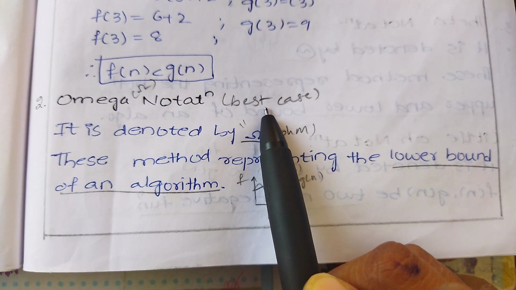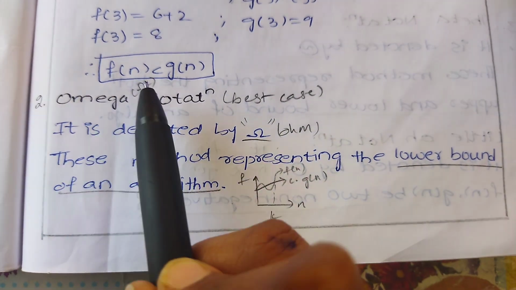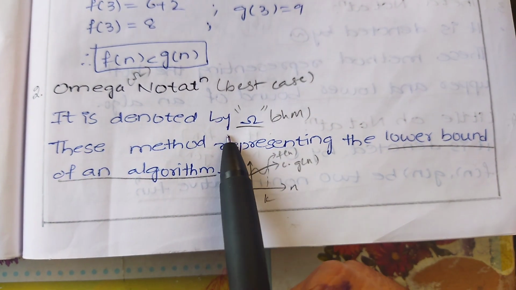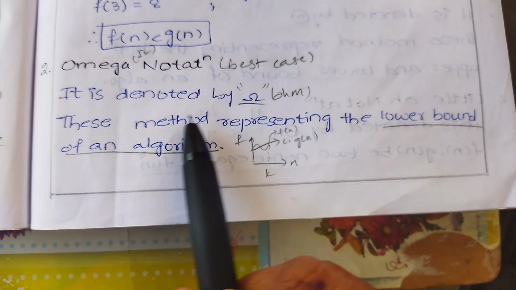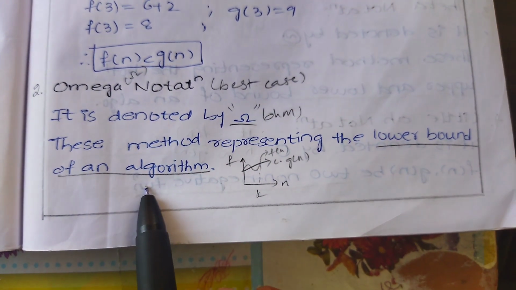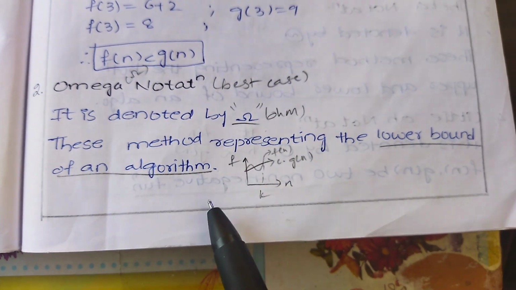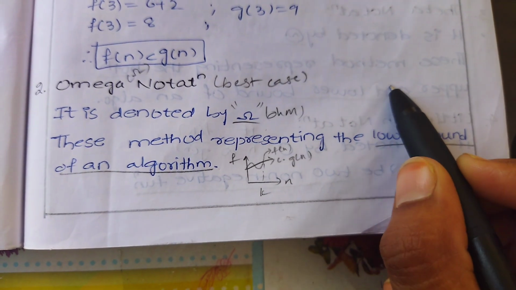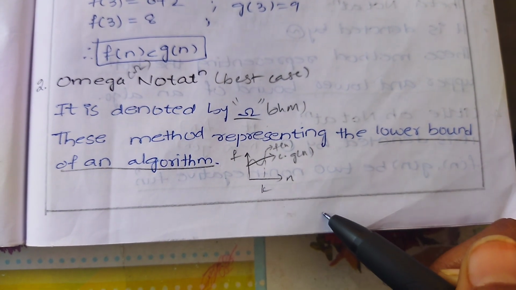It is used for the best case. It is the symbol of omega notation. It is the ohm symbol. This method represents the lower bound of an algorithm. It is the opposite of big O notation. Big O notation is the upper bound. Omega is the lower bound notation.